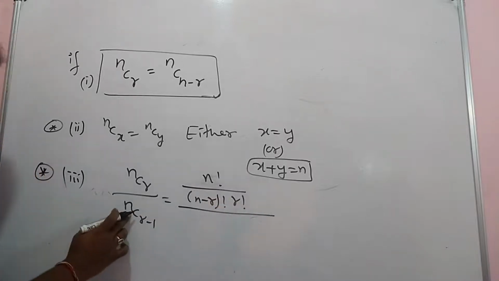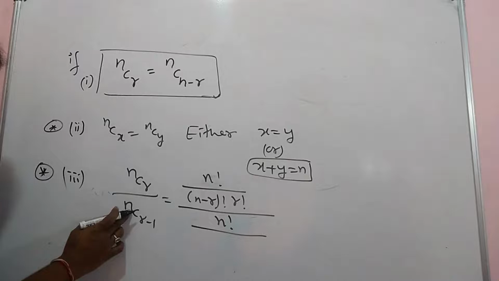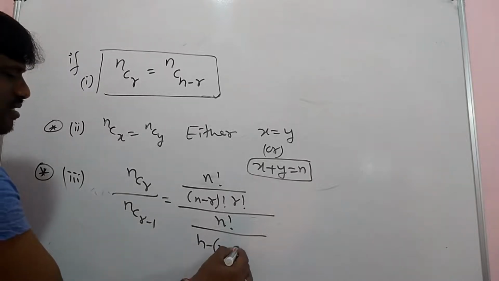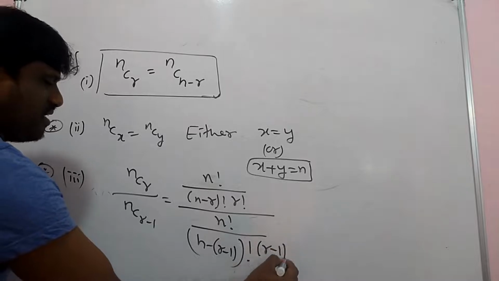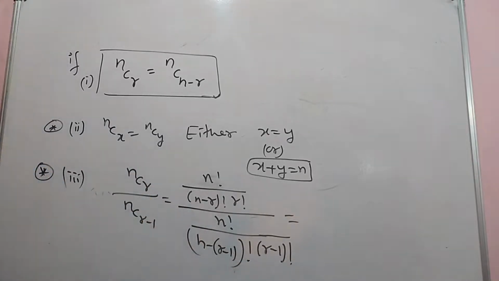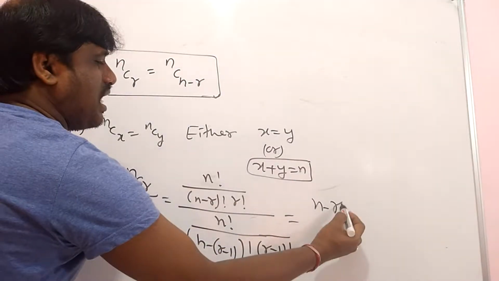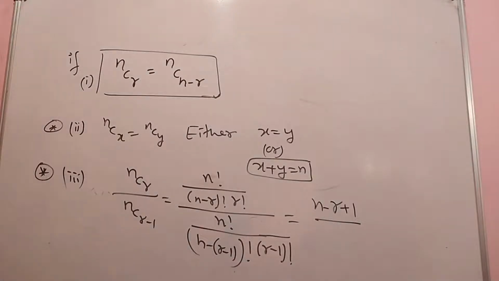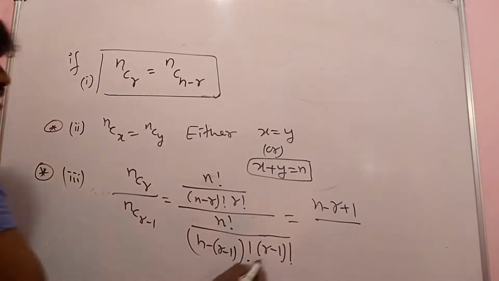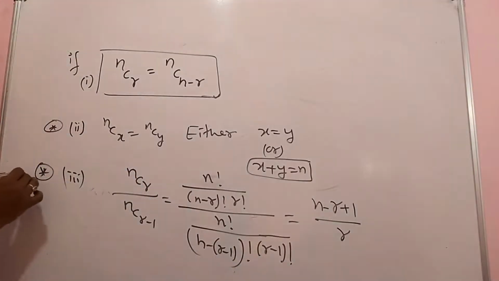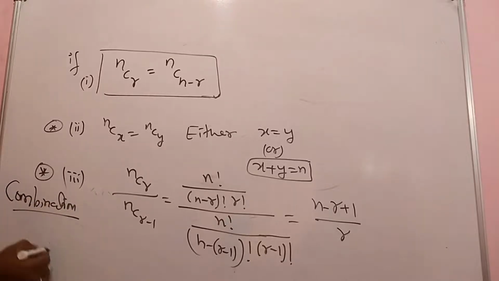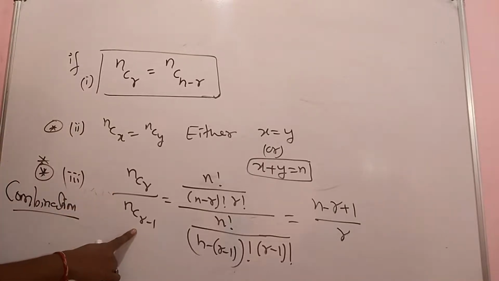nCr divided by this, where nC(r-1) is n factorial by (n minus r plus 1) whole factorial into (r minus 1) factorial. If you divide nCr by nC(r-1), what I am going to get is (n minus r plus 1) divided by r. You can do this in simplification. We have already done it in the combination topic. So this is one more thing you have to remember: nCr divided by nC(r-1) will give you (n minus r plus 1) by r.